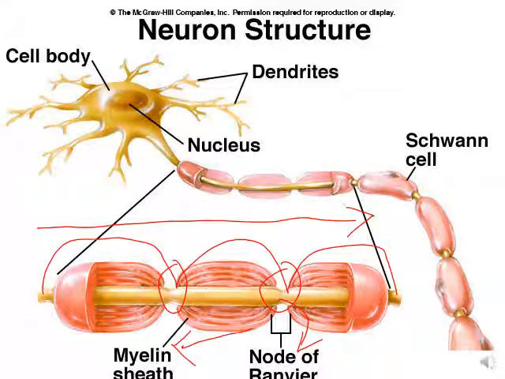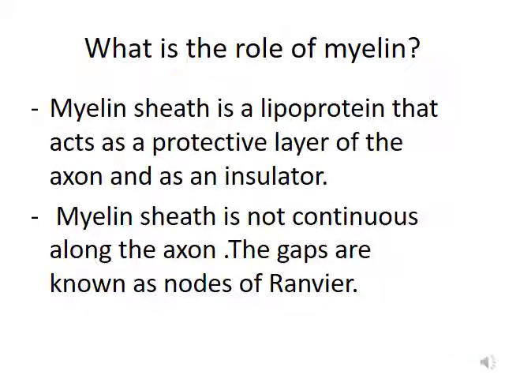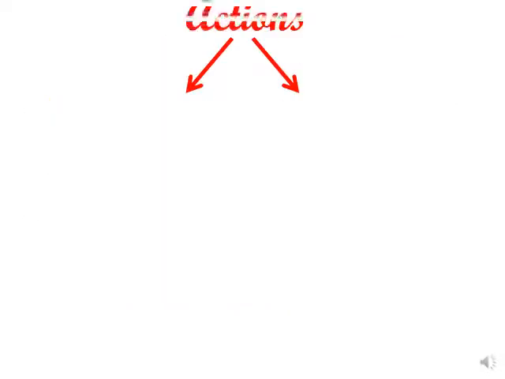So that's why the message in the myelinated nerve fiber, or the myelinated axon, is going to be faster, because it's going to jump. This jumping is called saltatory movement. Myelin is a lipoprotein that acts as a protective layer of the axon and also as an insulator. It's not continuous. The gaps, as I said, are referred to as nodes of Ranvier.